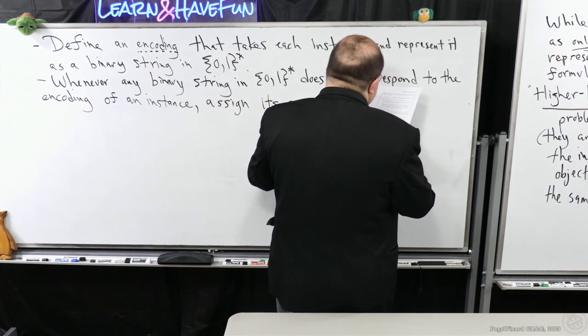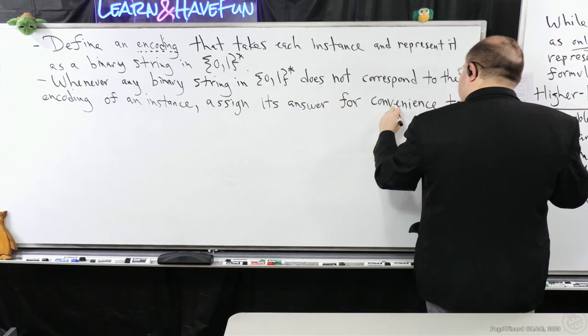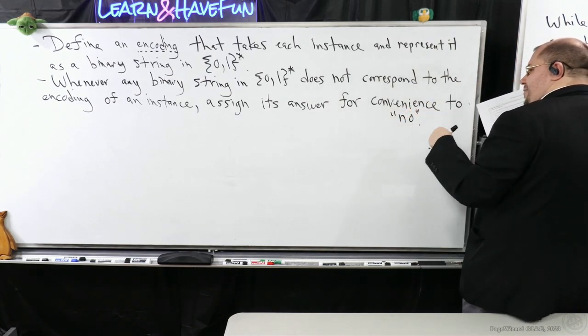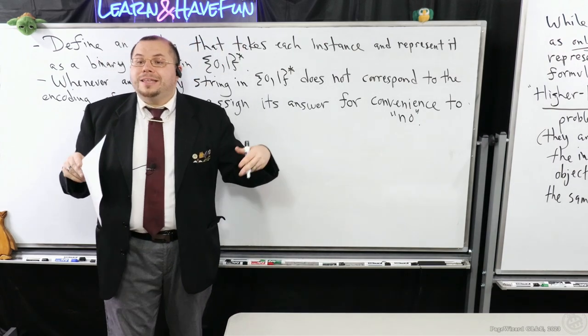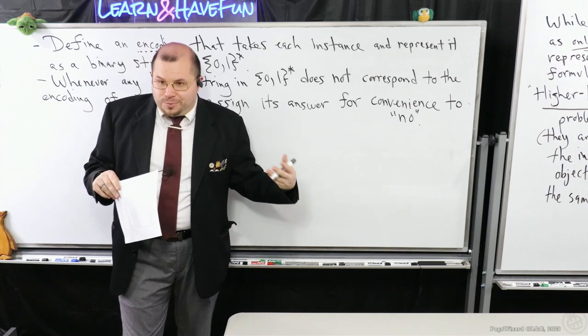And I'm going to do this for convenience purposes. There's several other ways we can address this issue to no. So what does that mean when I say that every one of these other ones are no? Well, what does that mean? They're not in the language that specifies the decision problem. That's what I'm getting at.